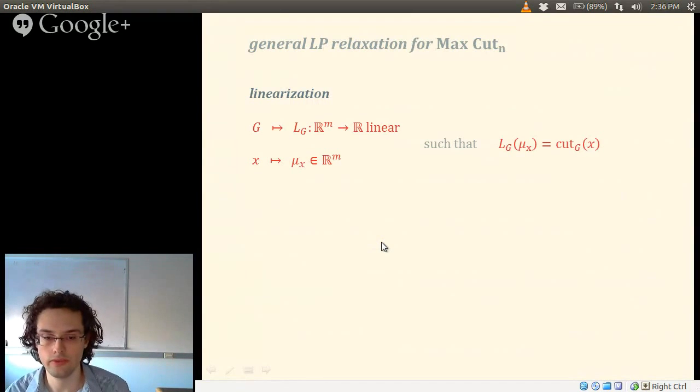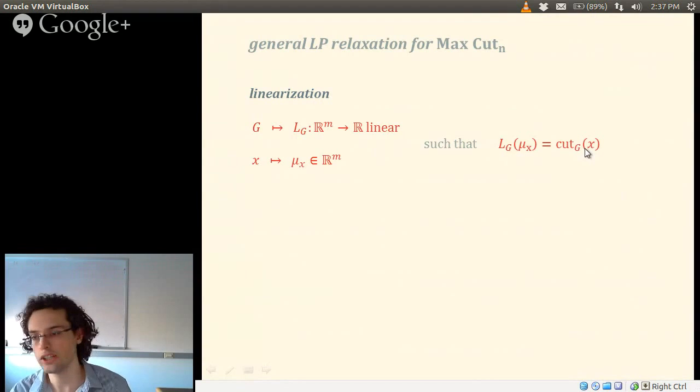A general LP relaxation for max cut has two components. It works for all instances on n vertices. For every max cut instance of size n, so for every graph on n vertices, we will associate a linear function L sub G, and for every bipartition x of the n vertices, we will associate a vector mu sub x. This association should have the property that the linear function evaluated at the vector corresponding to a bipartition should be equal to the cut function of the graph evaluated at the bipartition.